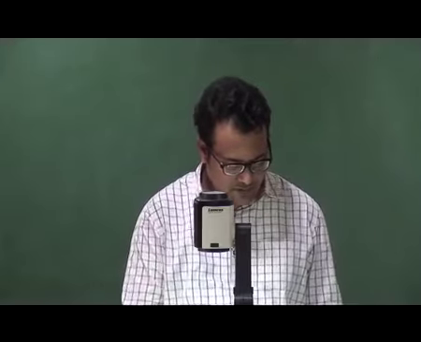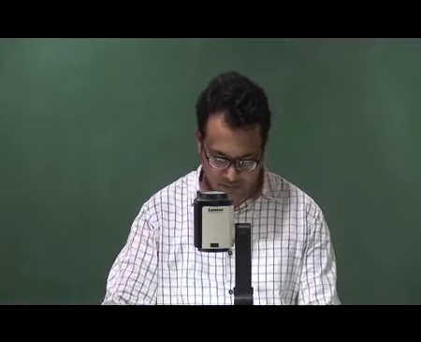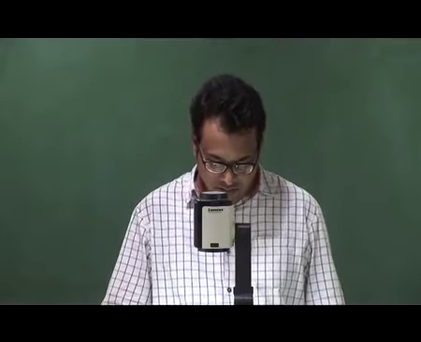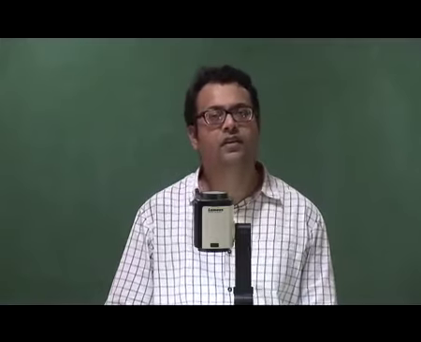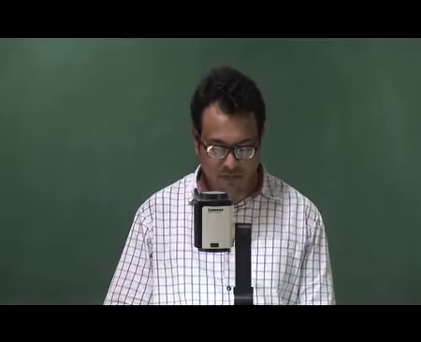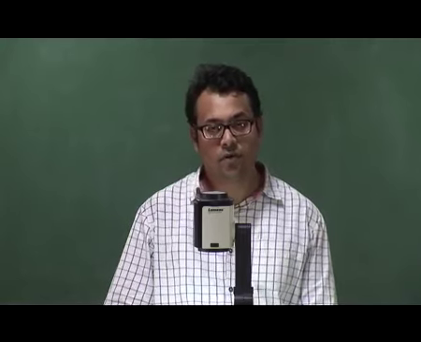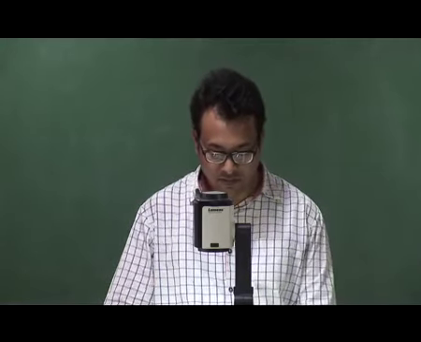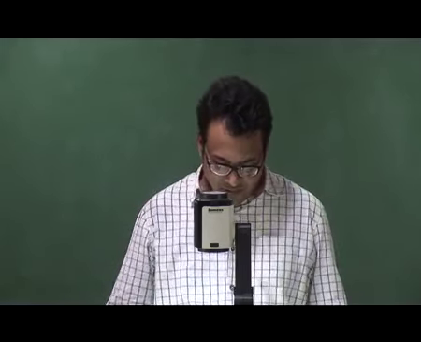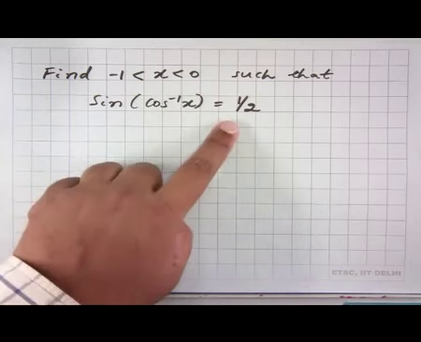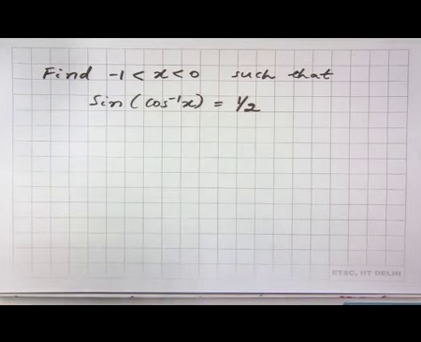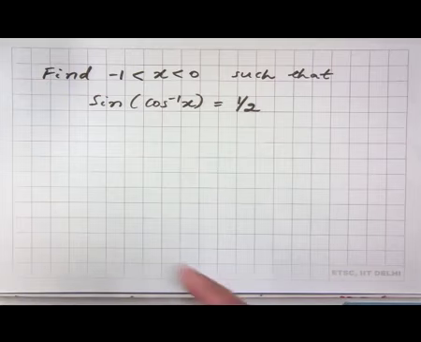Before we start deriving some new relations, here is a general problem that we are going to face throughout this lecture, and also maybe while solving problems related to inverse trigonometric functions. So, for example, let us say that we are asked to find a value of x between -1 and 0 such that sine of cos inverse x equals half.